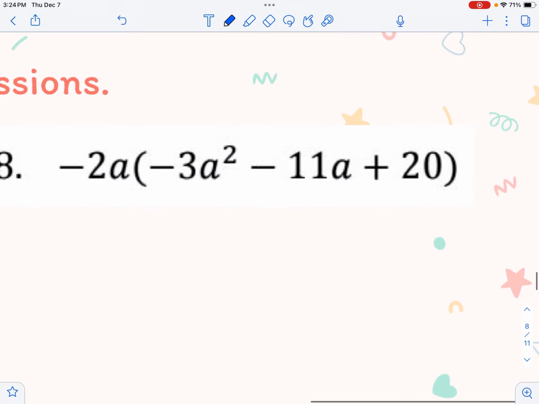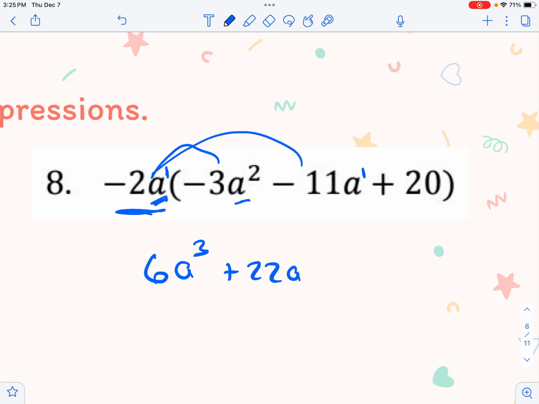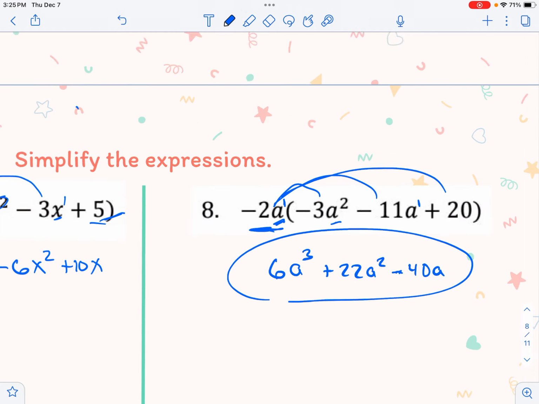Multiplying by negative 2a. Okay. Distributive property. Negative 2 times negative 3 is 6. A to the first, a squared, that becomes a cubed. Negative 2 times negative 11, that's positive 22. And the a to the first times the a to the first, add those exponents, that becomes a squared. Negative 2 times 20, that's negative 40. And then we just carry along the a. And that's it. So multiplying.